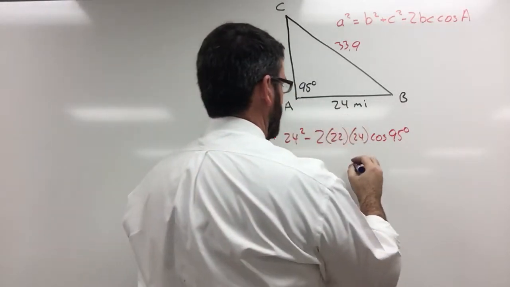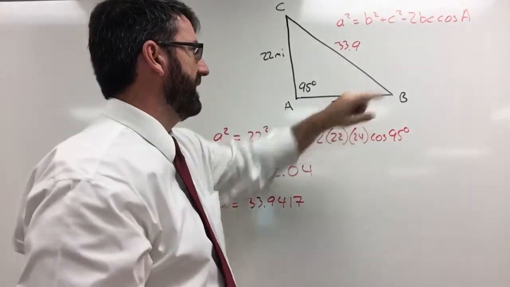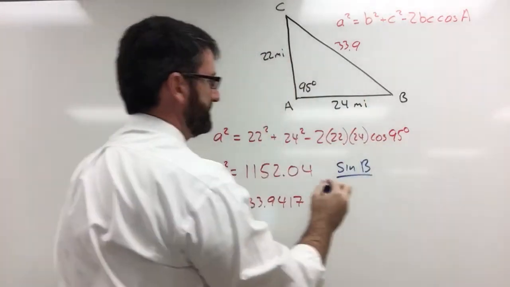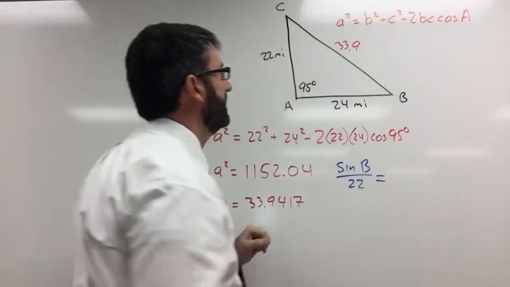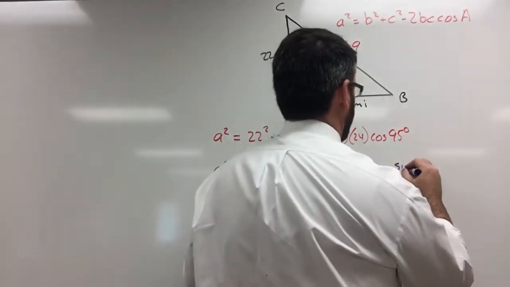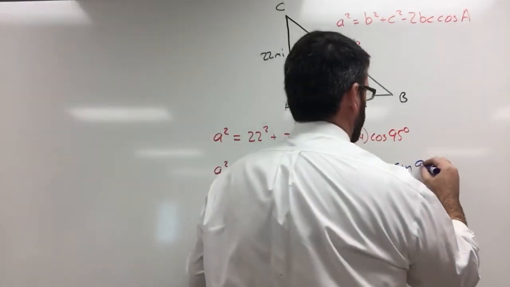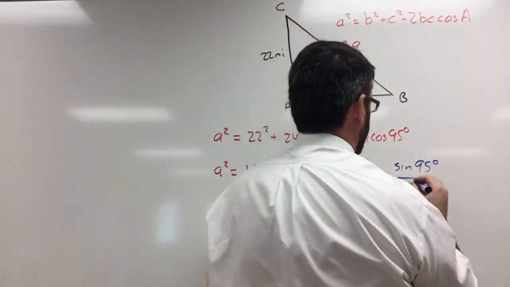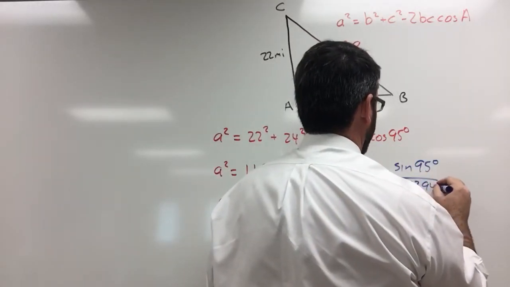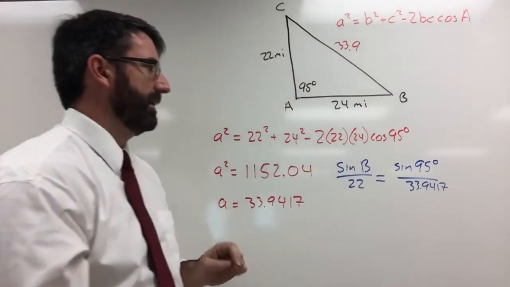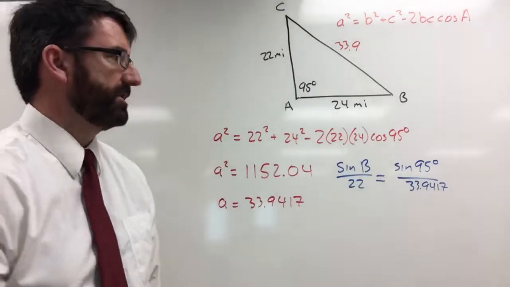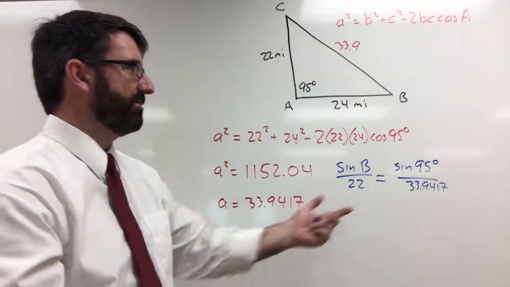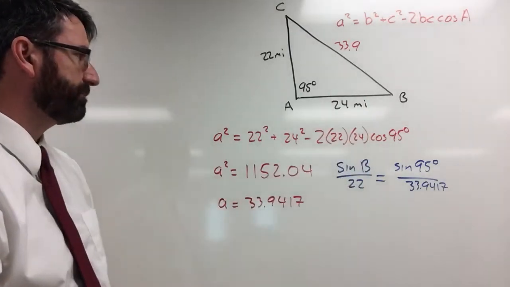So we know that, let's find angle B. So the sine of angle B divided by its opposite side, 22, is equal to the sine of A, which is 95 degrees, divided by its opposite side, which is 33.9417. Now I'm going to leave that whole number in there so that we don't compound our error by rounding in the middle of a problem.